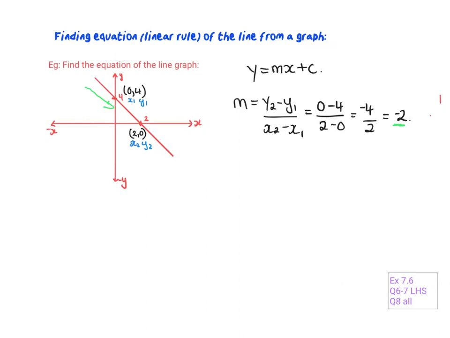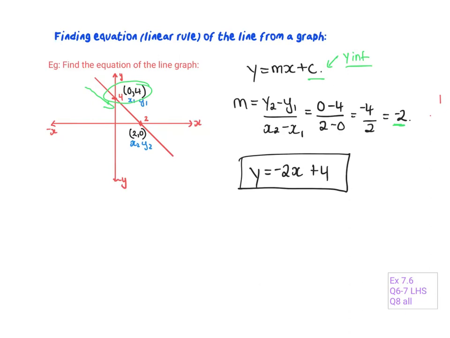Now, I could sub in a point to find c, but I don't really have to for this one because c is the y-intercept, and I can read that off here, and it's actually 4. So I can quickly write the formula for this one. It's now -2x, because that's what m is, plus 4. And there's that equation. So down here is what we'll be doing today.